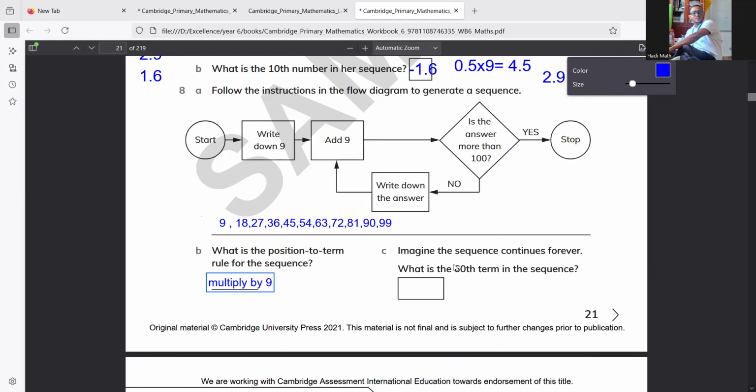They say imagine the sequence continues forever. What is the 60th term of the sequence? For the 60th term, you just multiply. It is 60 times 9, because every time you multiply by 9. You multiply 6 by 9, which is equal to 54, and you put the 0 of 60. So the answer is equal to 540. So please be smart to know how to multiply. When it's 60 times 9, it's the same as 6 times 9, and you put the 0.